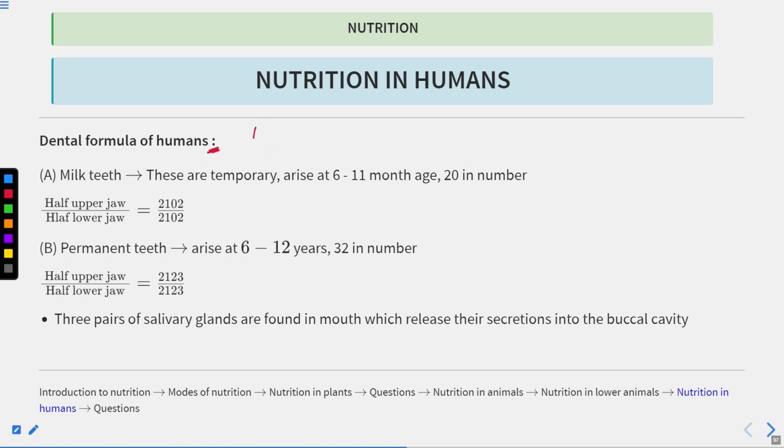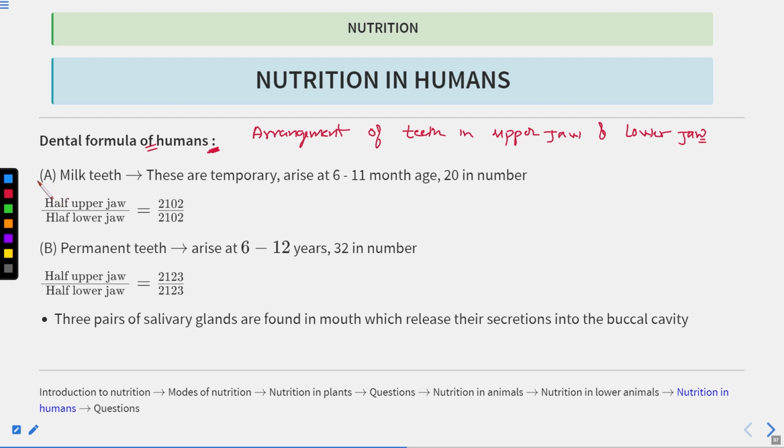Or how can we define it? The arrangement of the teeth in the upper jaw. So there are two jaws. We have the upper jaw and we have the lower jaw. Both these jaws contain an equal number of teeth. All right, so let's talk about the dental formula here.